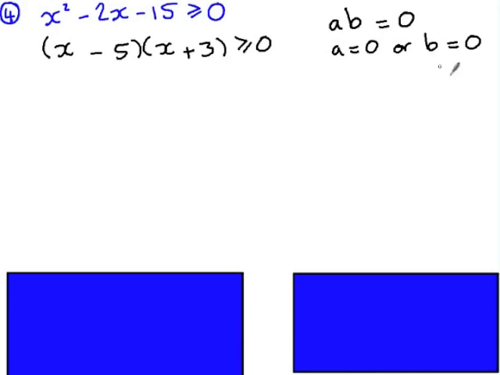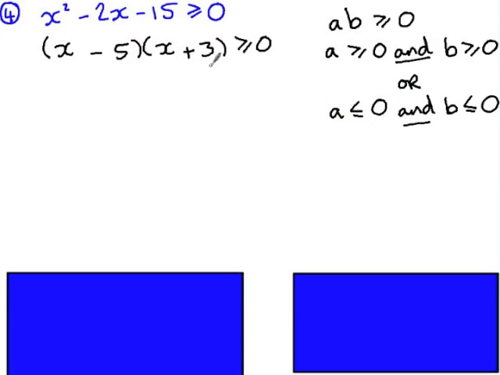Now, what if instead of being equal to 0, our product of factors is greater than or equal to 0? In other words, our expression is positive. Well, if two factors multiply and the result is positive, then there are two possibilities. Either both of the original expressions are positive, or both of the original expressions are negative. And of course, if either of these factors is 0, then the inequality holds true because we're working with greater than or equal to 0.